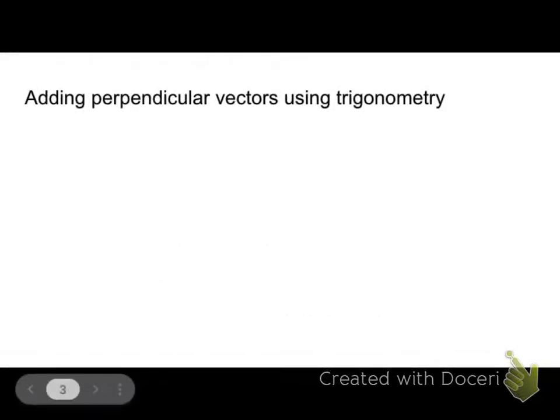Adding perpendicular vectors using trigonometry. So we've already graphically added these. Okay, we've learned how to use the triangle method and scales and protractors and rulers to come up with an answer. But because there are so many moving factors, there's a lot of room for error. We can remove some of that by doing this mathematically through the use of a couple of trigonometry equations that you may or may not be familiar with. Hopefully you're familiar with them, so that will make today a lot easier for you.